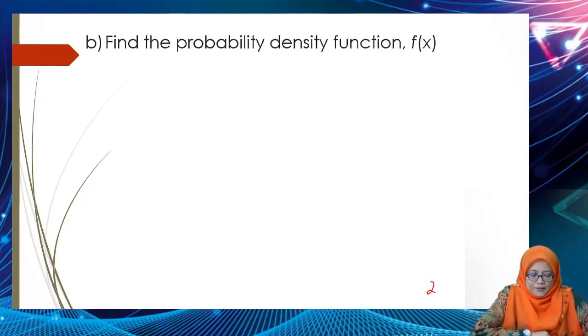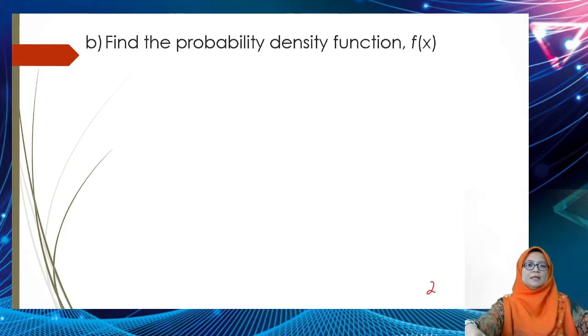Okay, so then find the probability density function for fx. Okay, so yang macam tadilah. So kita diberi f besar. So kita nak cari f kecil. So kita akan differentiate each of the interval. Macam soalan yang first tadi tu.